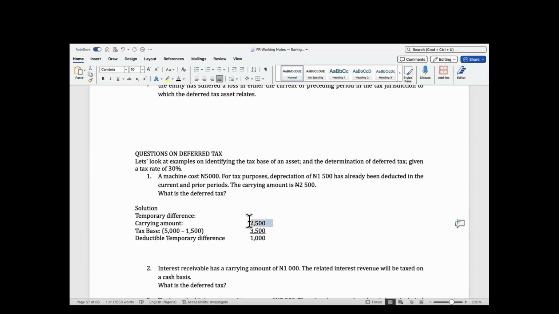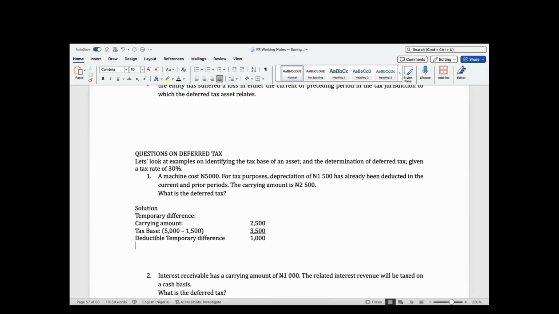I'm saying that this is my 2.5. This is depreciation that I will deduct, 2.5. That's what the carrying amount means. The depreciation that I would have in my books. But this is what the taxman will deduct, 3,500. So we figure that I'm going to have an extra 1,000 in the future as an additional deduction. So this is a deductible temporary difference, meaning I will get a deduction.